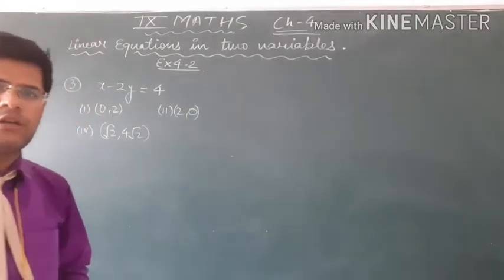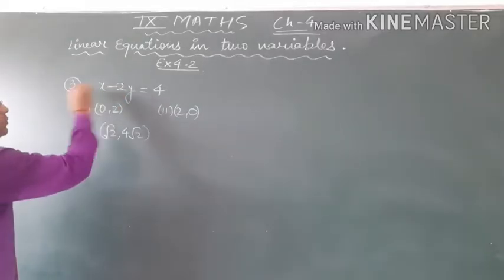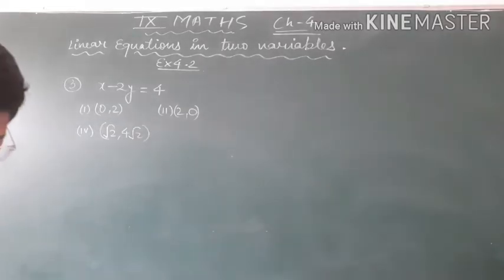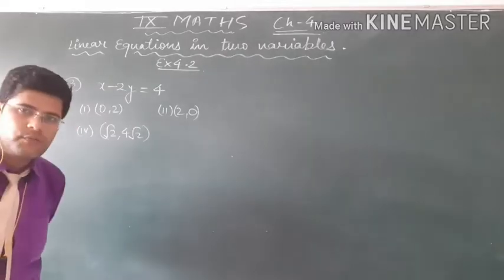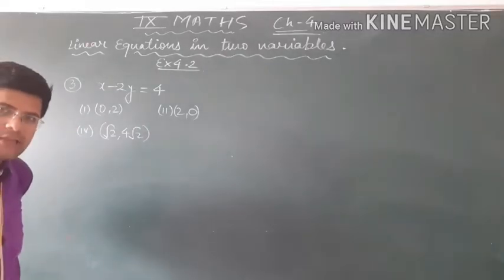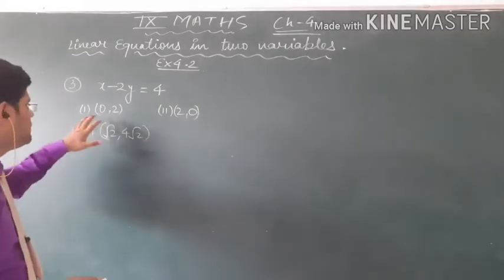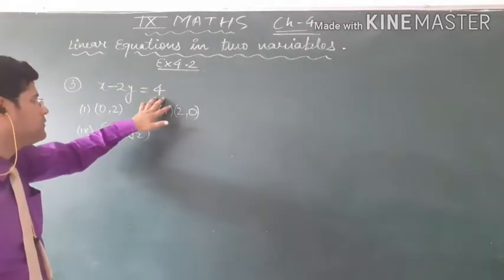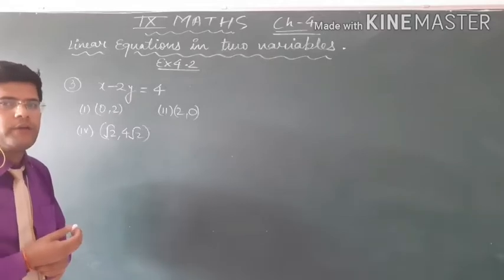Now students, in question number 3, one equation is given, that is x minus 2y equal to 4, and here we have 5 solutions, and we have to check whether they are solutions or not. The question asks about the given solutions, which are in your book. There are 5 solutions. Are they solutions of the given equation? So what we can do, firstly we put the first solution in place of x and y. If RHS and LHS are equal, then it is a solution. If they are not equal, then it is not a solution.